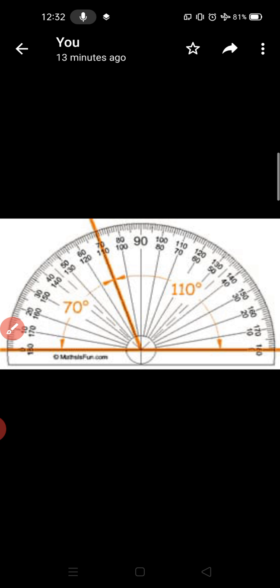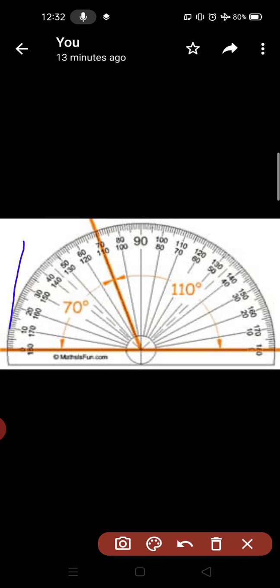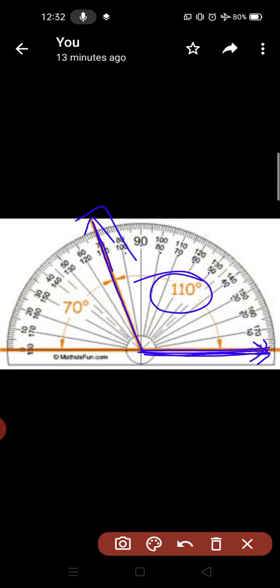Observe now here. Here the angles are given from two sides. From the right side, from here to here, this is 110 degrees because this is the angle edge and the straight edge of the protractor also coincide. Then start from 0: 0, 10, 20, 30, 40, 50, 60, 70, 80, 90, 100 and 110. So this right side angle is 110 degrees.